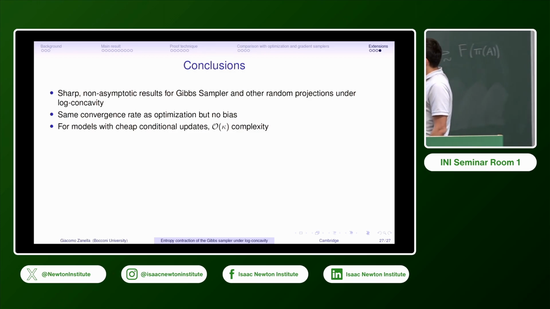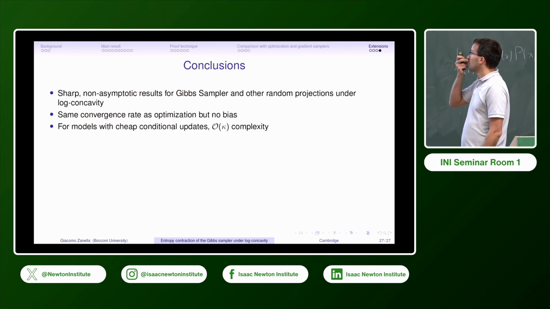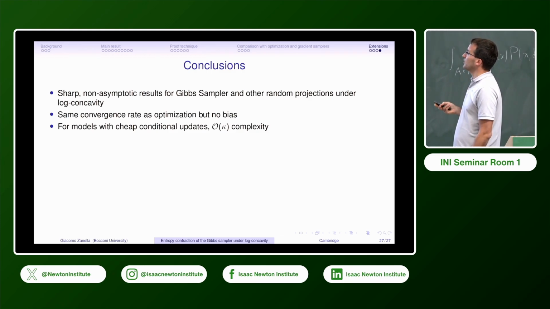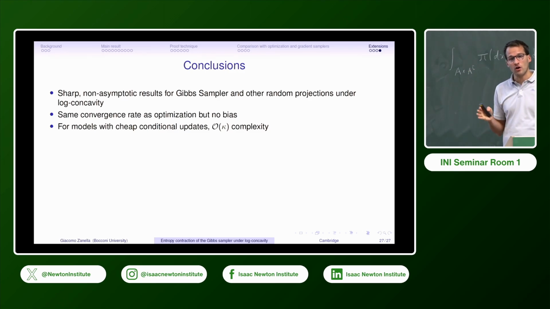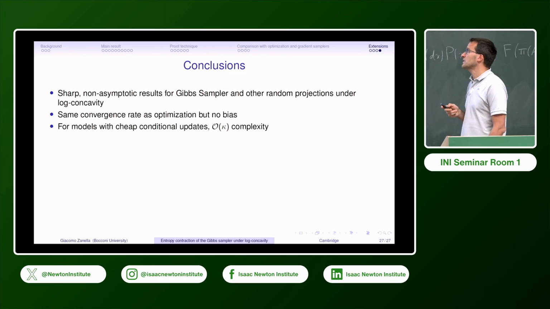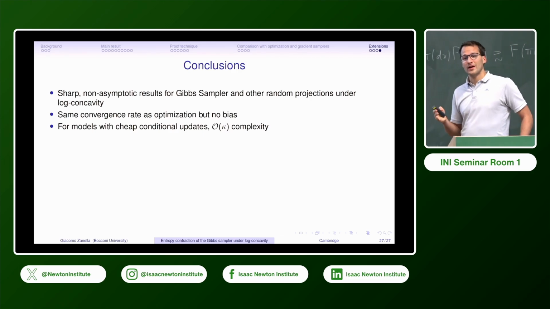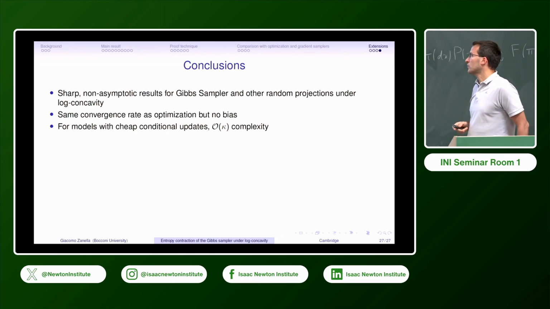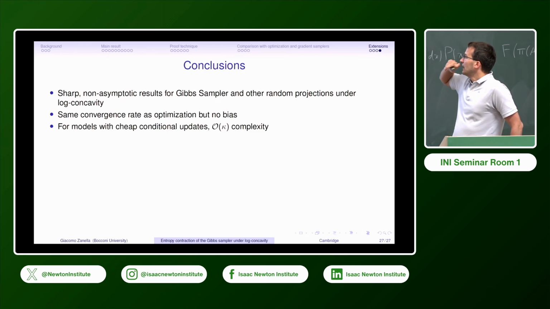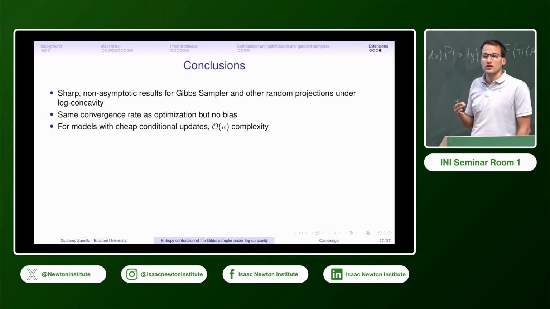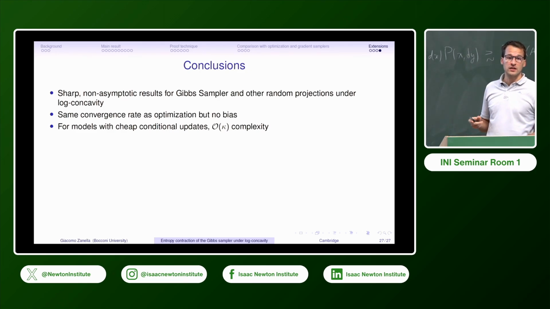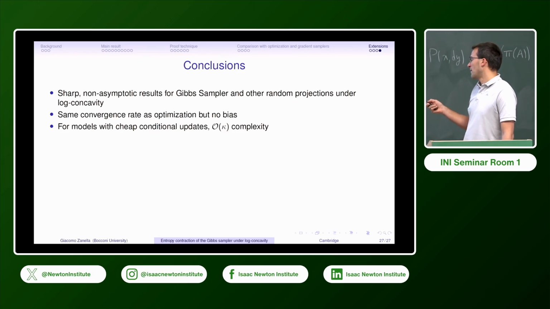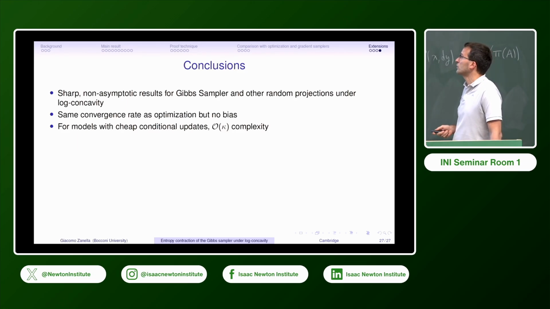So to conclude, we provide some sharp non-asymptotic results for the Gibbs sampler and more generally random projection methods under log-concavity, in the sense of strong log-concavity and smoothness. We get the same convergence rate as optimization, but no bias. So we're quite happy to get the exact convergence rate for Gaussians and the same one as coordinate descent methods. If the model has cheap conditional updates, this means that in practice you would expect the Gibbs sampler to have an order kappa complexity in terms of joint target evaluations, which is basically what we started from in the proof.